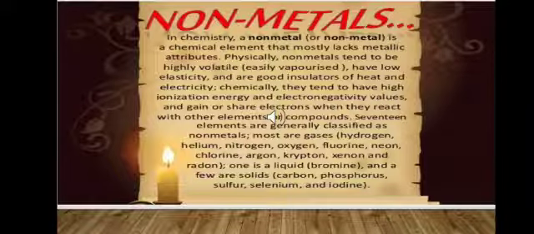Chemically, they tend to have high ionization energy and electronegativity and gain or share electrons when they react with other elements and compounds. 17 elements are generally classified as nonmetals. Most are gases: hydrogen, helium, nitrogen, oxygen, fluorine, neon, etc. One among them is liquid, which is bromine, and a few are solids: carbon, phosphorus, sulfur, cesium, and iodine. Technically speaking, nonmetals are those elements which are capable of accepting the electrons which are donated by the metals.